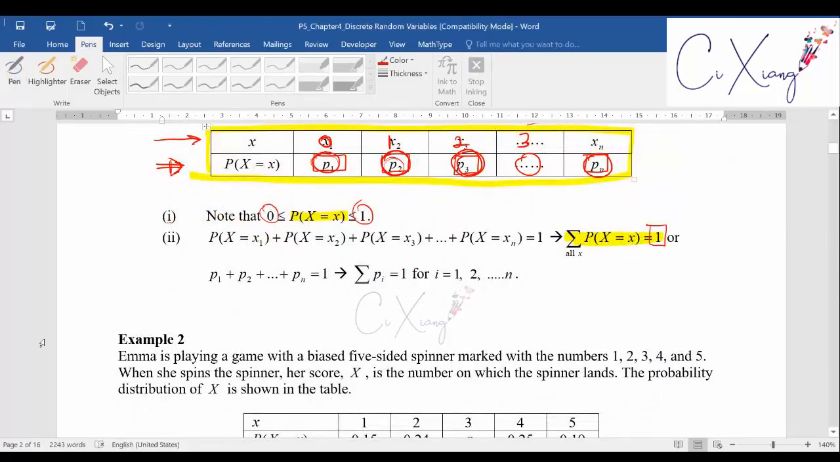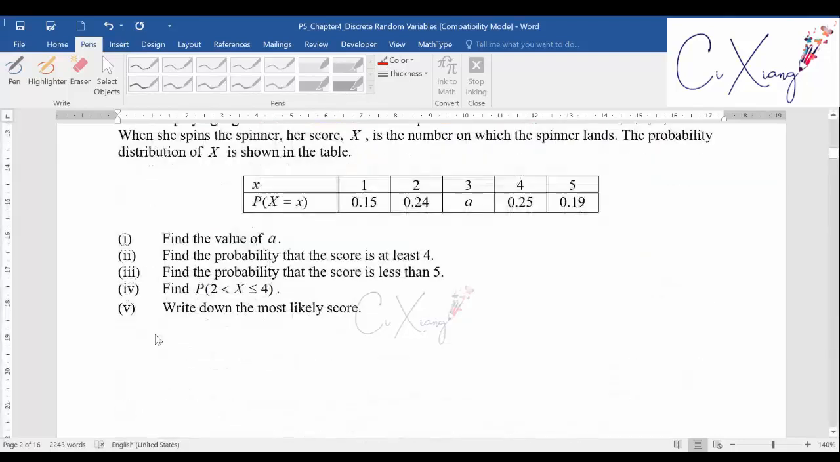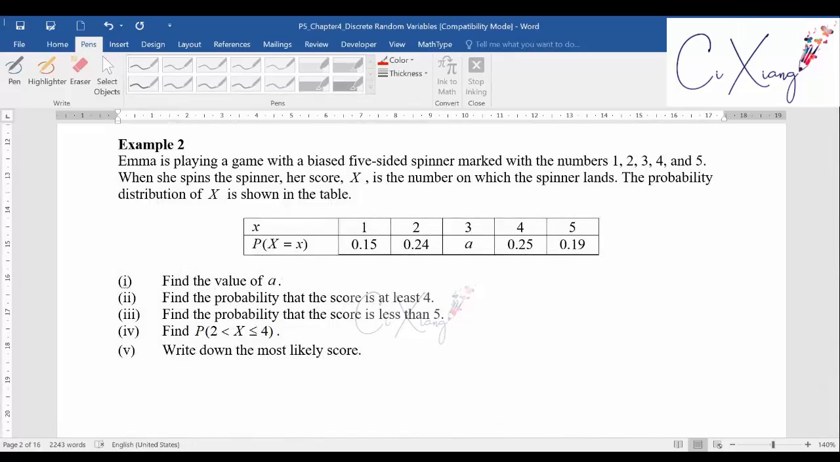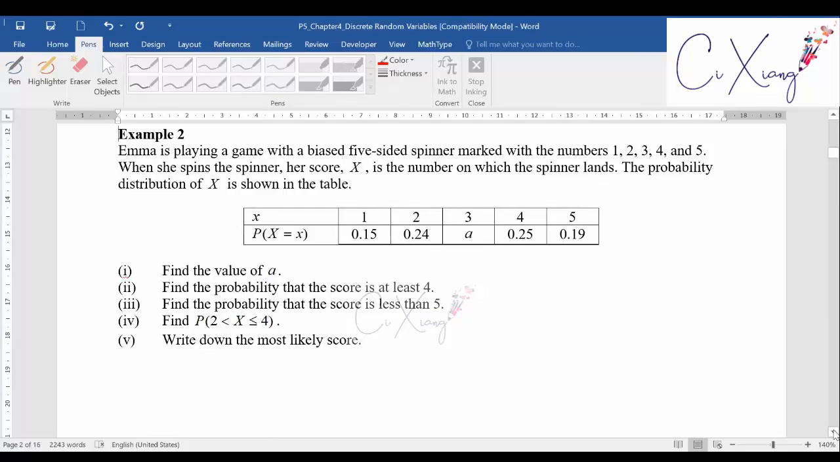You can have a look at example 2. Example 2 is a very easy example because they already give you a probability distribution table. I don't think they will ask this kind of question in the exam, but this example is mainly for understanding. So if they already give you a probability distribution table, let's see what they say about this.